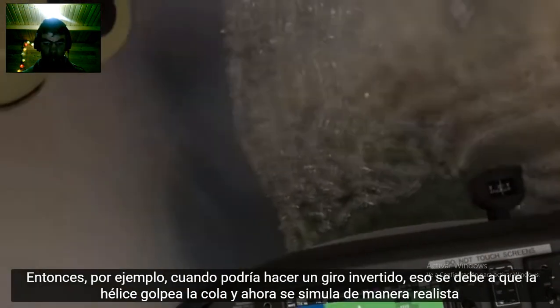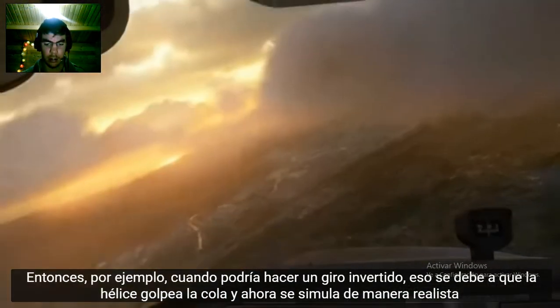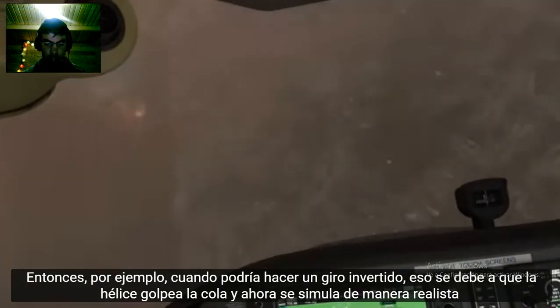So for example, when you can do an inverted spin, that's because the propeller hits the tail. This is now realistically simulated.